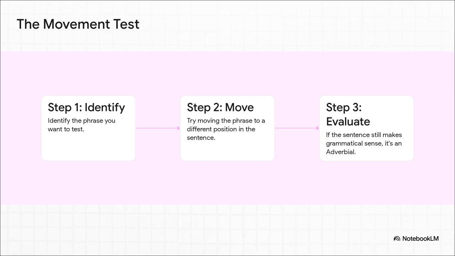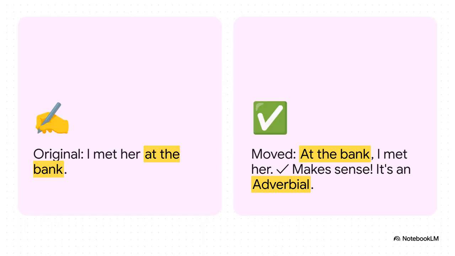All you do is take the phrase you're not sure about, try to move it to a different spot, usually the beginning of the sentence is easiest, and just see if the sentence still works. If it does, boom, it's an adverbial. Let's see it in action.